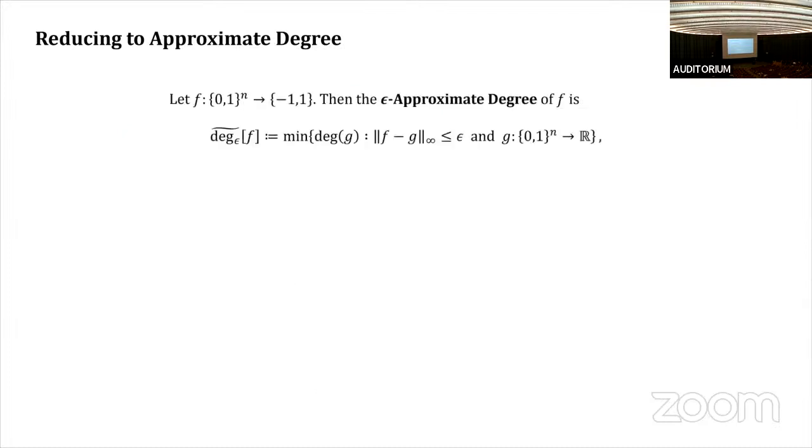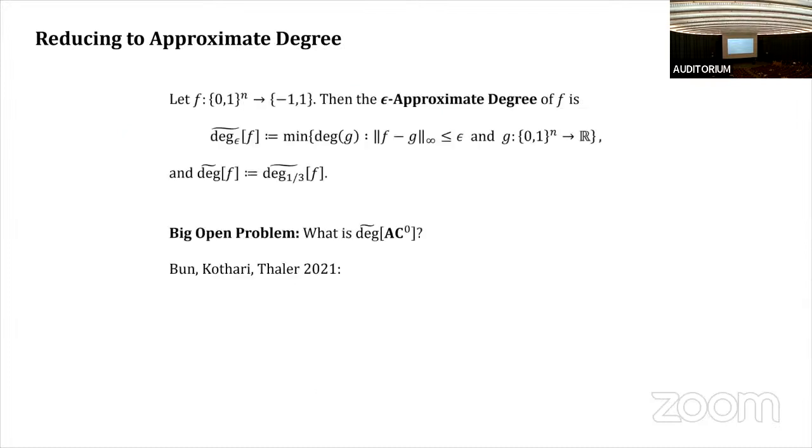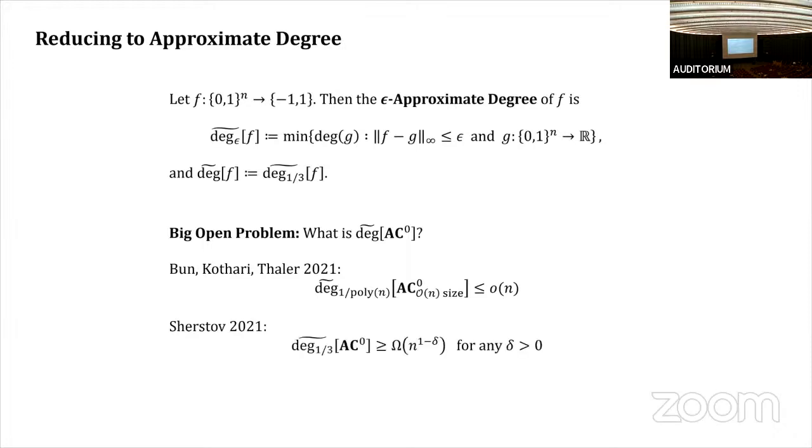I will skip all of the specifics about approximate degree of AC0, but the main point is that it's a difficult question. There are upper bounds and lower bounds that look very tight. And I do include in the paper a slightly weakened version of the question that might be easier to approach.